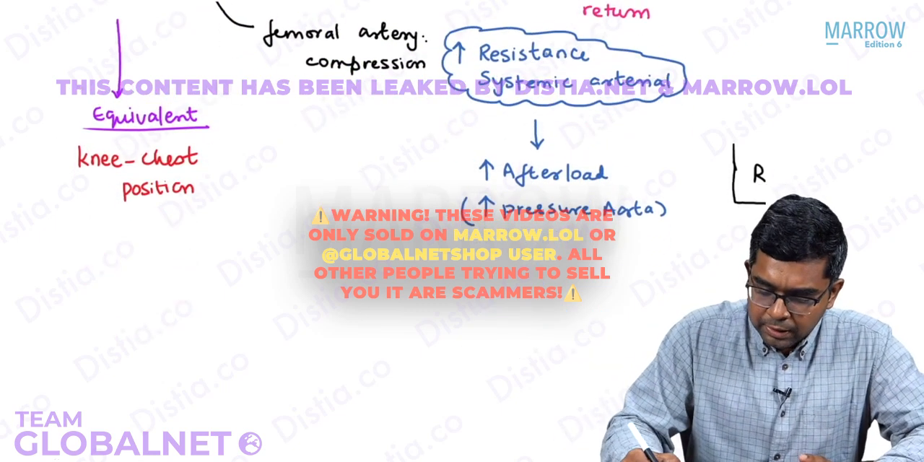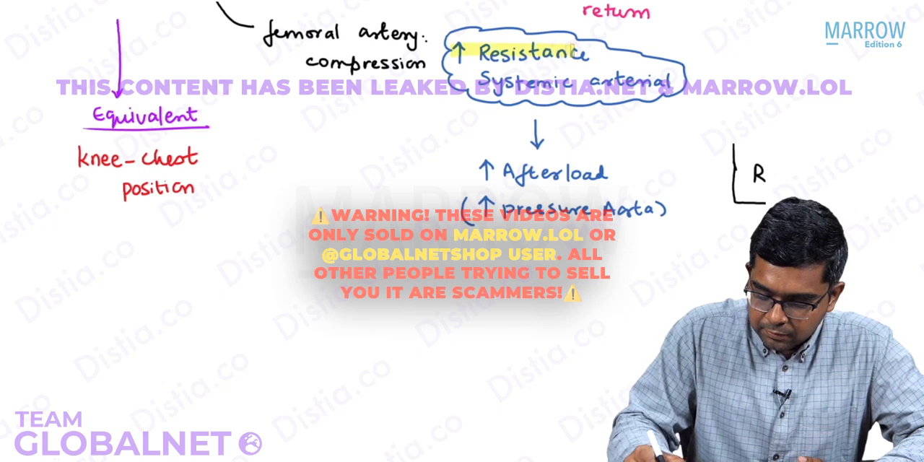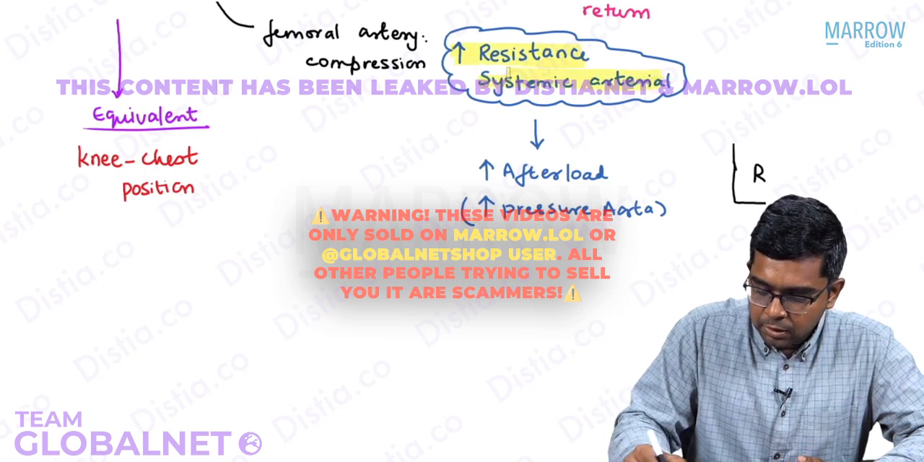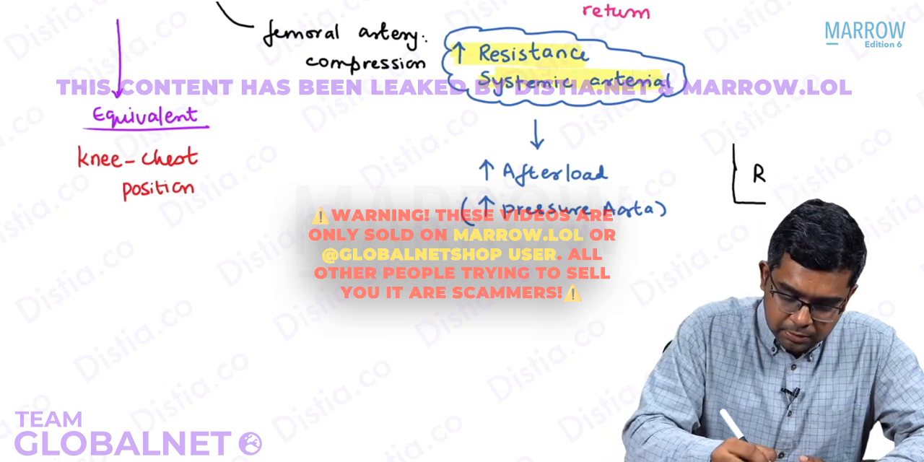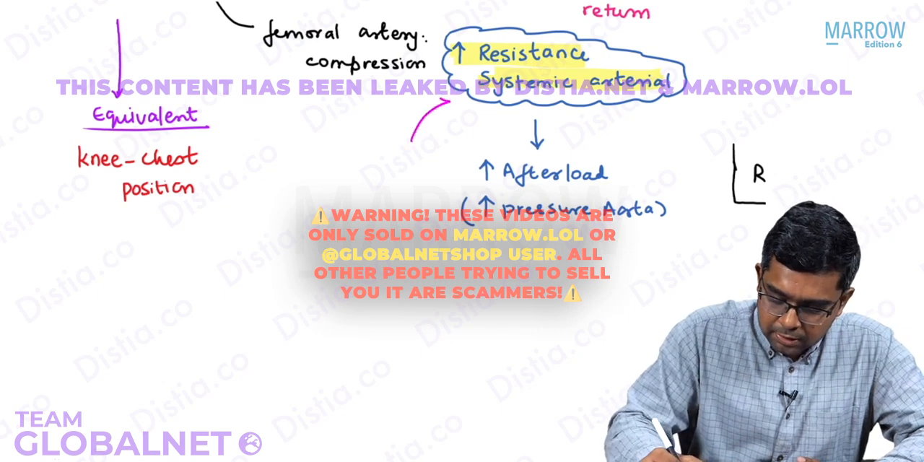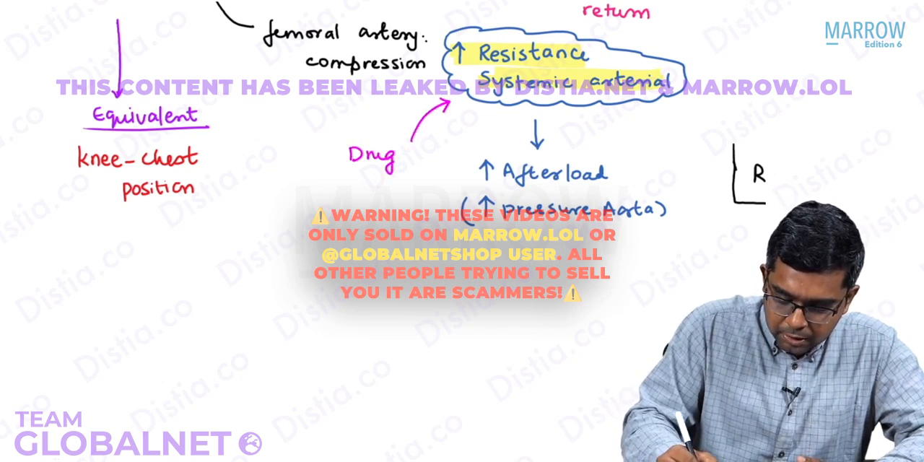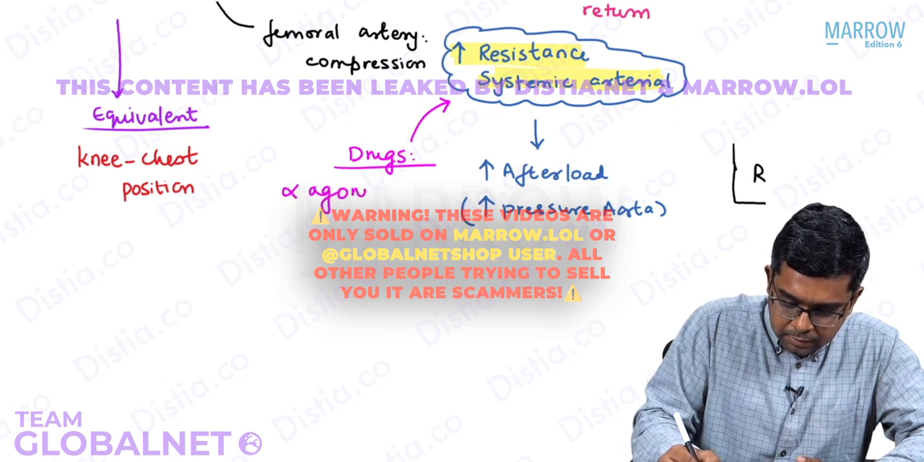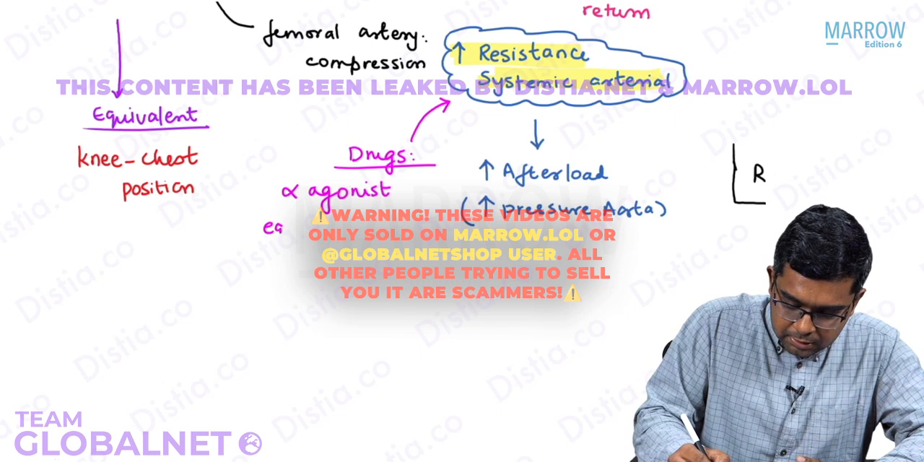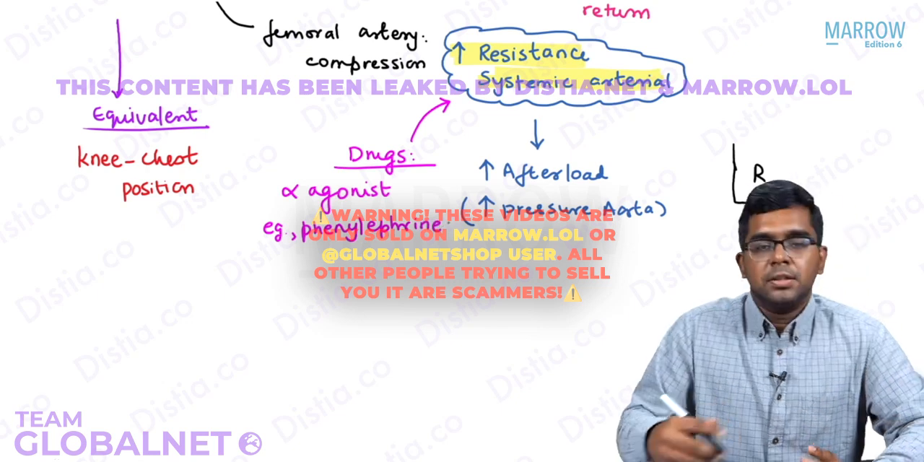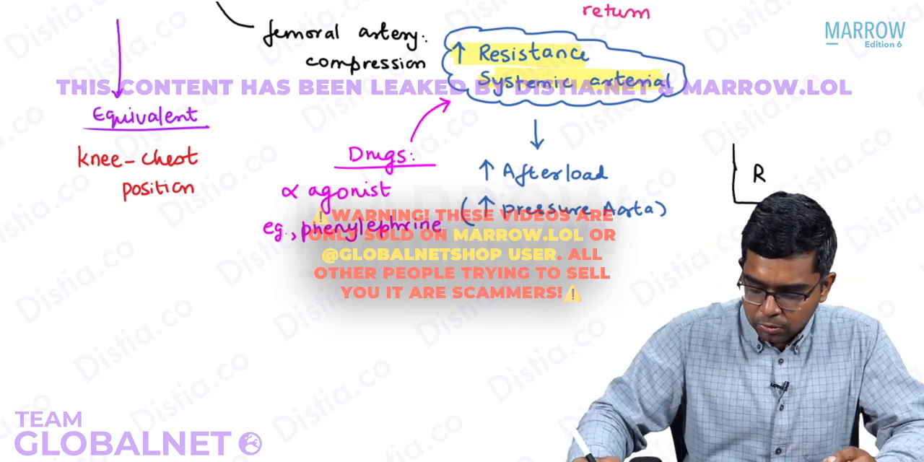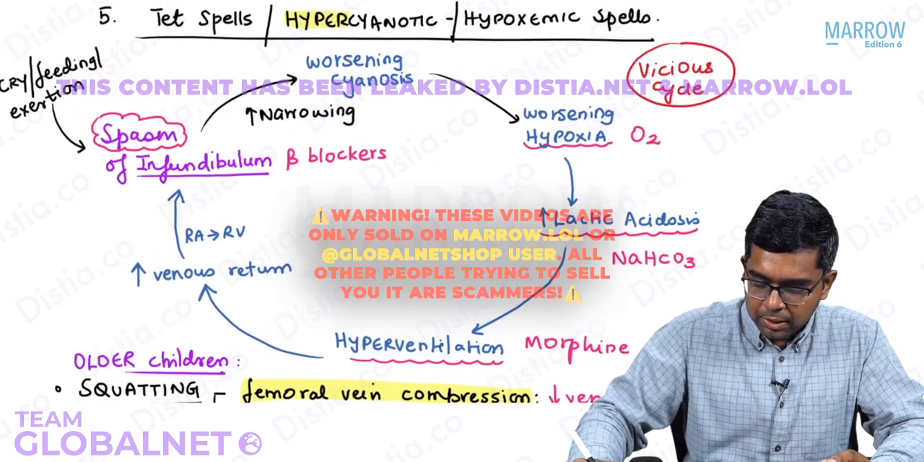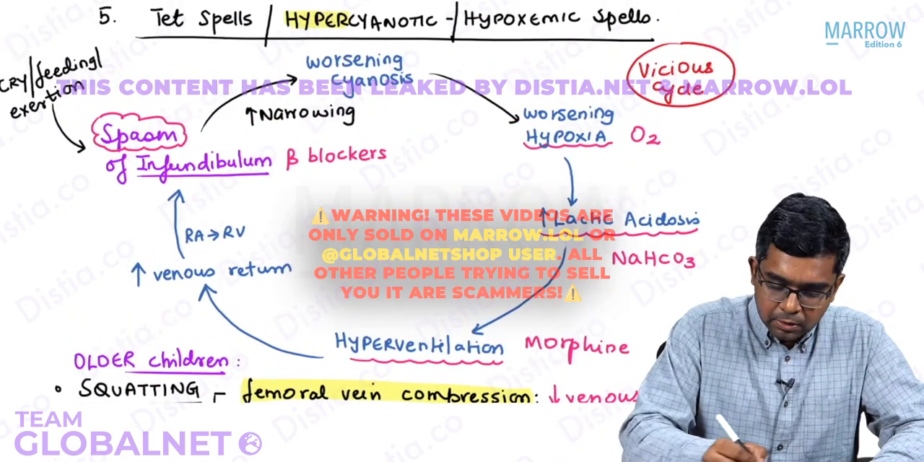I told you increased systemic arterial resistance will help in decreasing the cyanosis, right? You can also give some drugs to increase the systemic arterial resistance. What could be the drug? Yes, it is alpha agonistic drugs. A typical example of this is phenylephrine. This is also useful in the management of cyanotic spells.